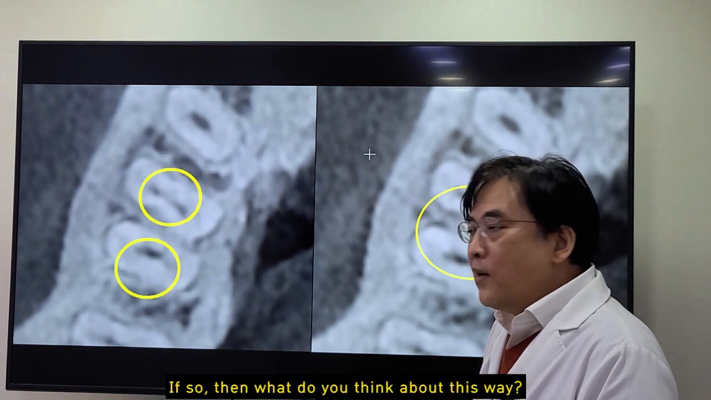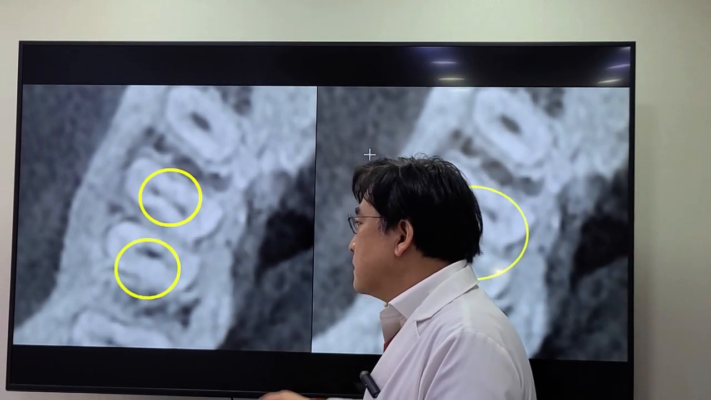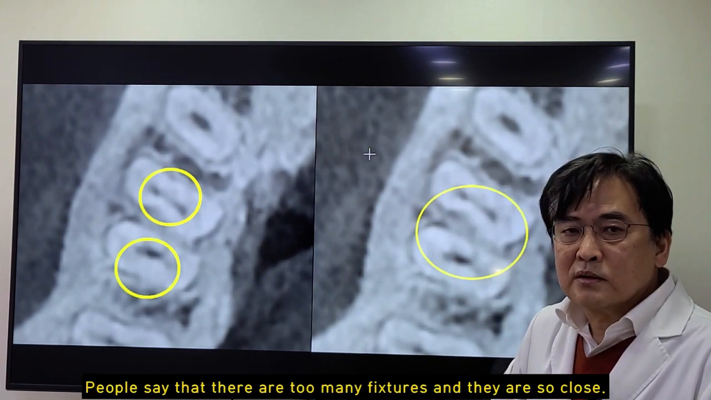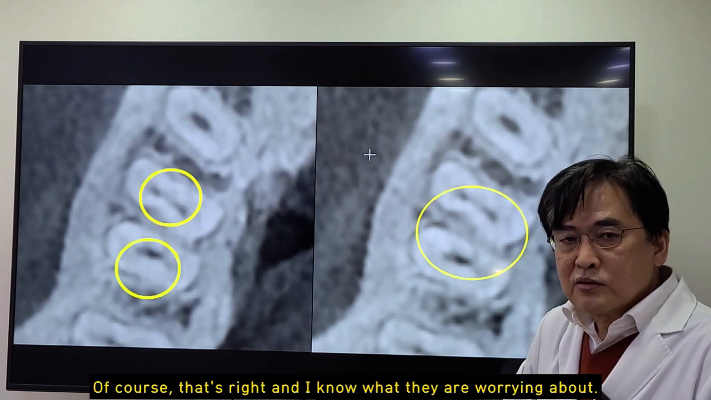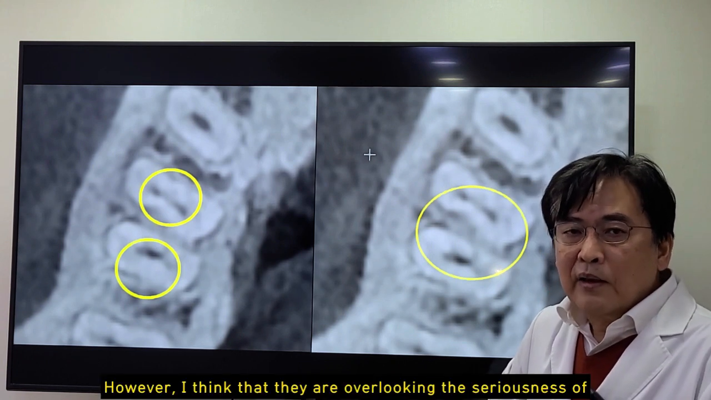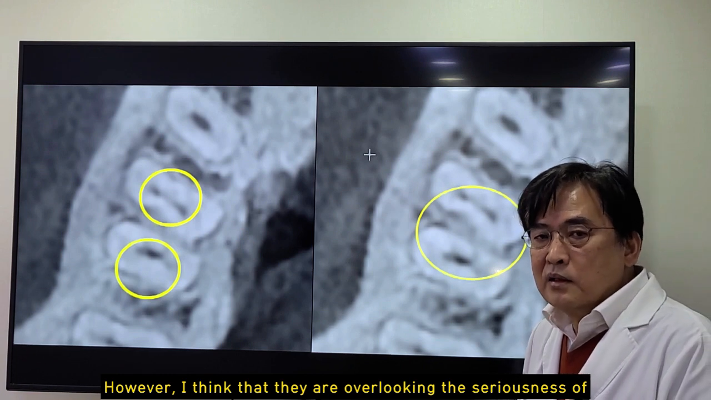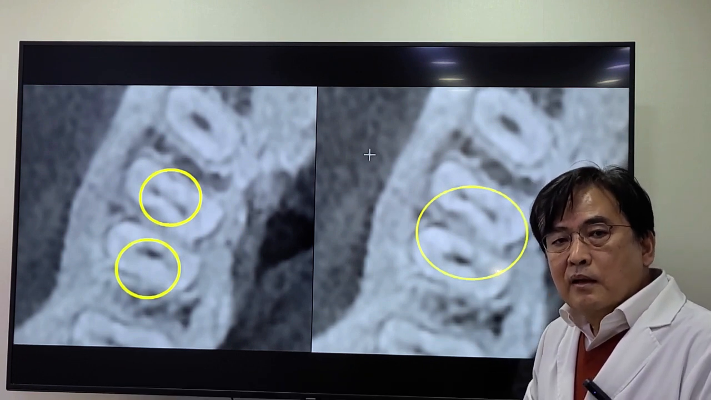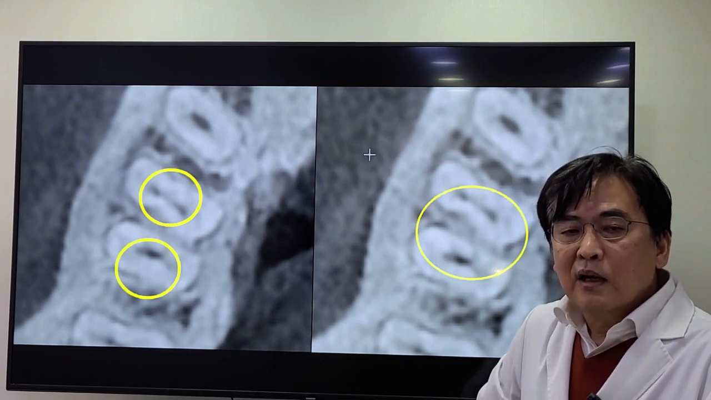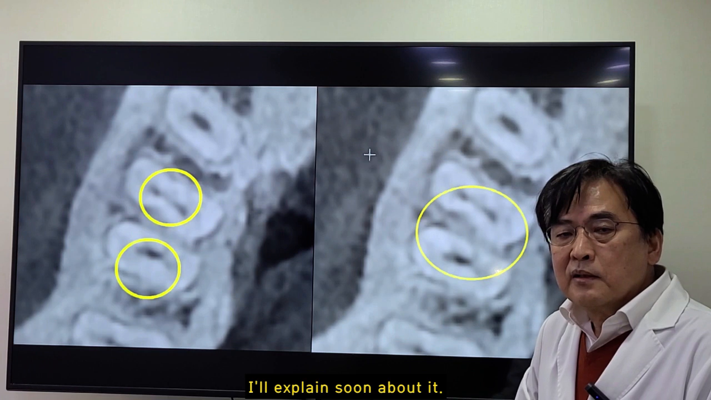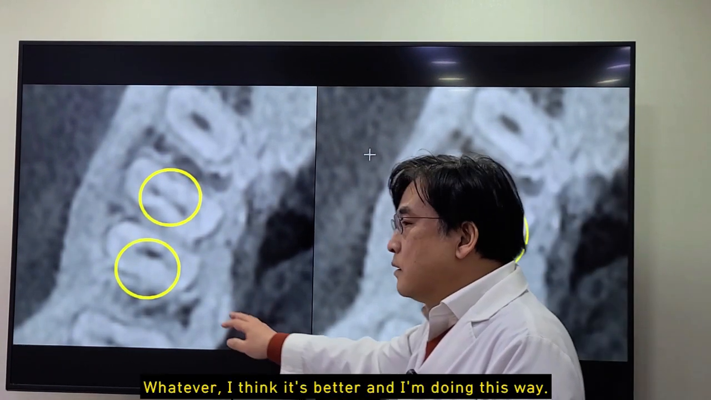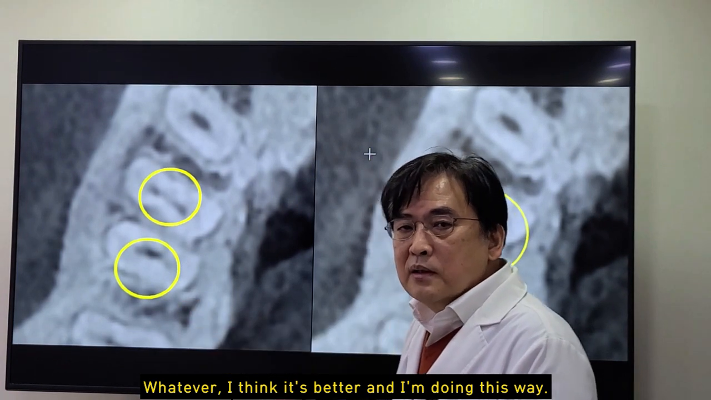If so, what do you think of this way? People say there are too many fixtures and they're so close. Of course, that's right. I know what they are worrying about. However, I think they are overlooking the seriousness of lack of fixation force on the molar area. I'll explain soon about it. Whatever, I think it's better and I'm doing it this way.